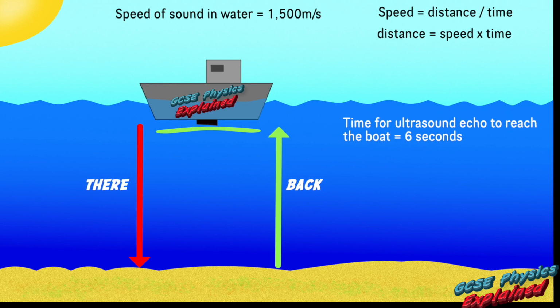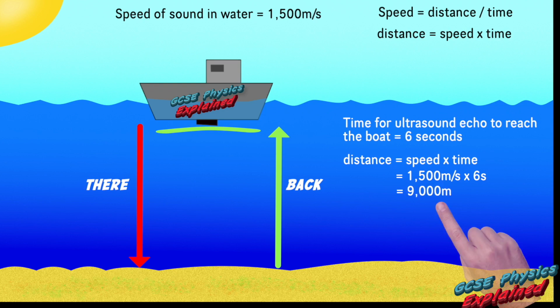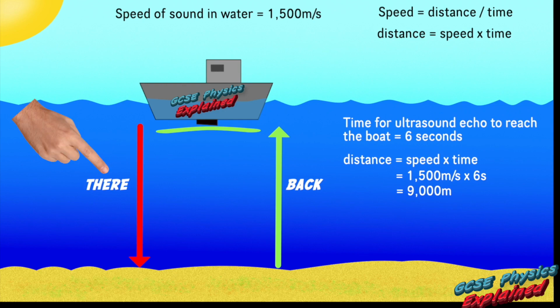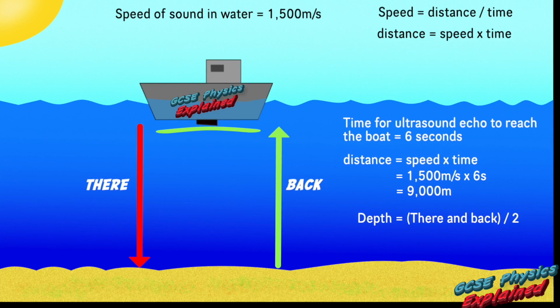If we use the equation distance equals speed times by time, we can simply put our values for speed and time into the equation and work out the distance the ultrasound travelled. Remember, that's the distance to the seabed and back again, so the distance to the seabed is half of the total distance travelled. If a student makes a mistake calculating the depth, it's often because they forget to halve the total distance, so avoid that mistake in your exams.